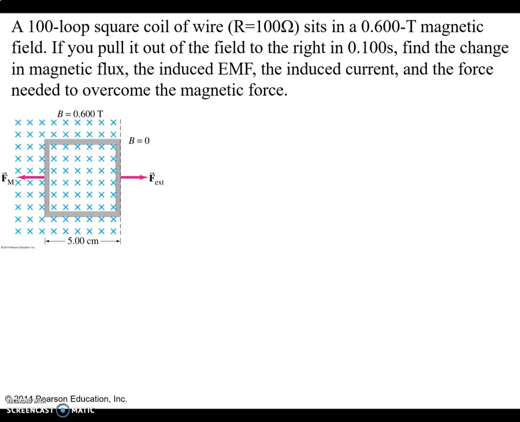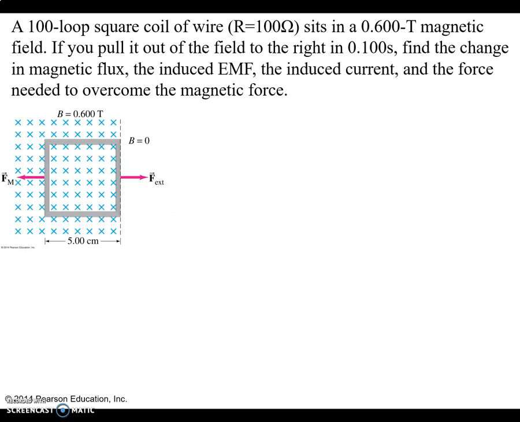You can see in the figure this magnetic field is indicated with the X's, which means the magnetic field is pointing into the screen that you're looking at right now. Let's take the square coil and pull it out of the field to the right in a time of 0.1 seconds. We want to find the change in magnetic flux.